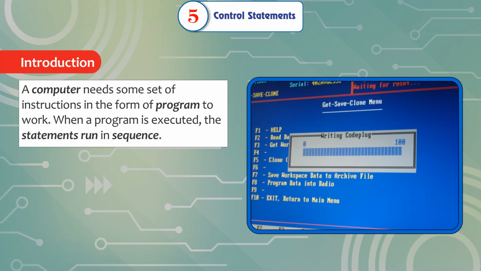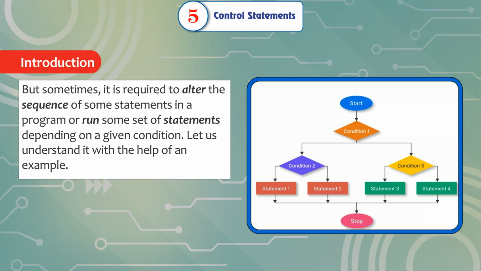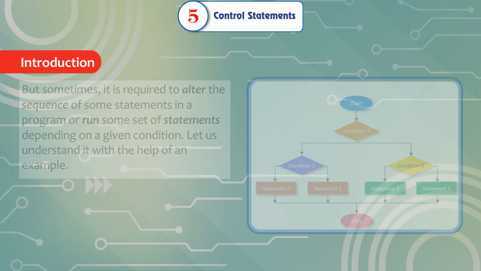Introduction. A computer needs some set of instructions in the form of a program to work. When a program is executed, the statements run in sequence. But sometimes it is required to alter the sequence of some statements in a program, or run some set of statements depending on a given condition. Let us understand it with the help of an example.